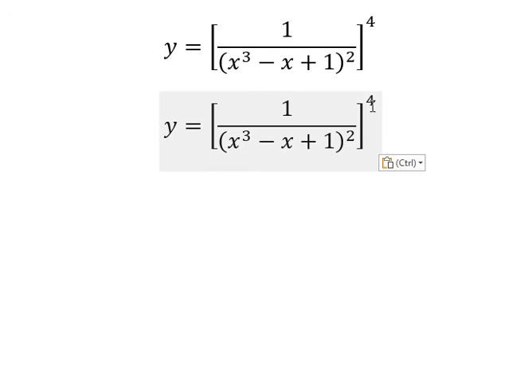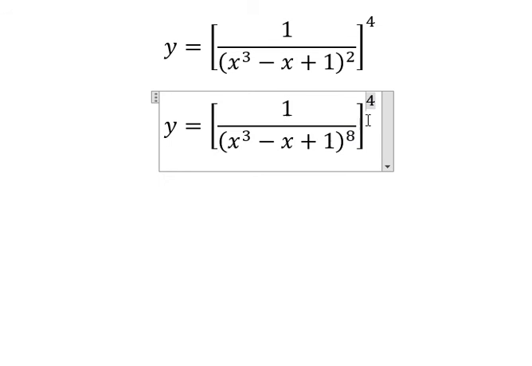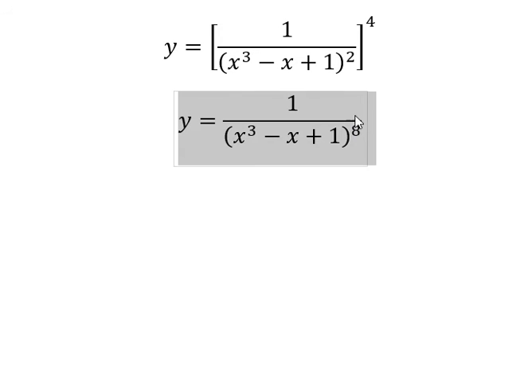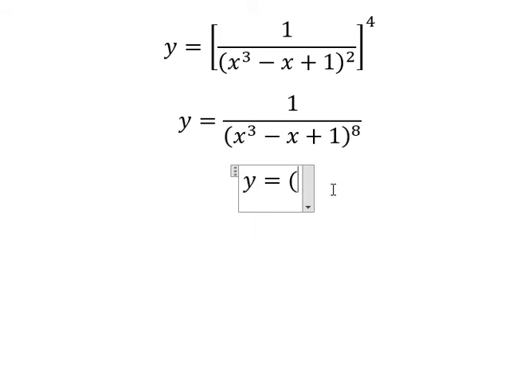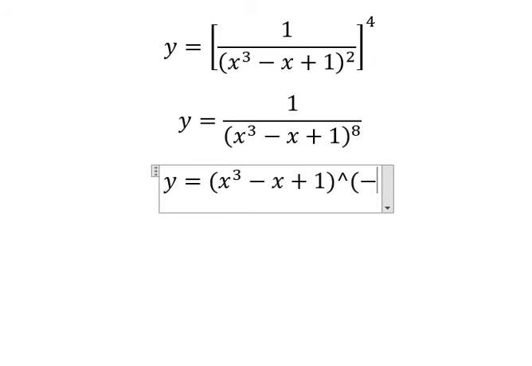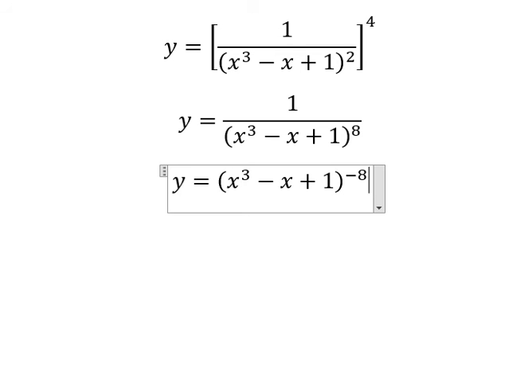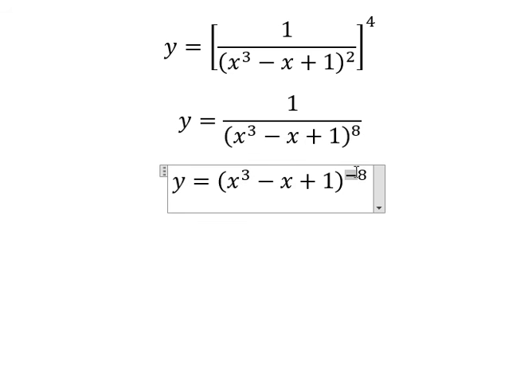Number 2 and number 4 we have number 8. Next, this one we can put into s to the power of 3 minus s plus 1 to the power of negative number 8, because we want to put this one on the numerator. So to do about this one, we need to have the negative sign next to the power.